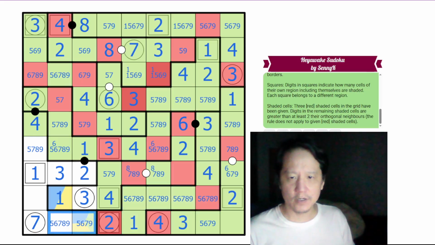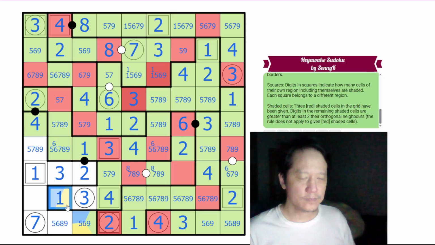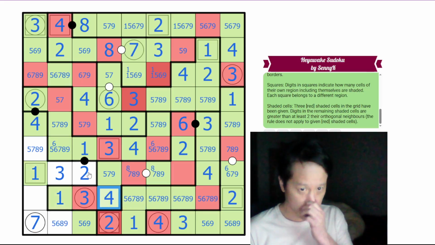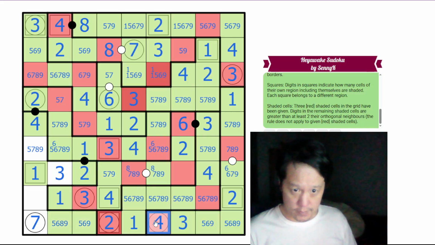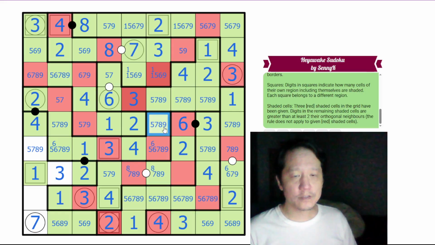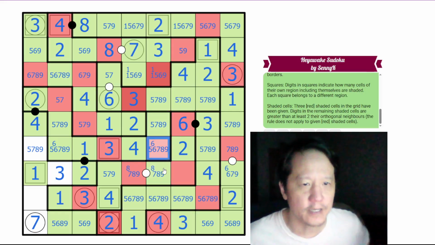No 7 here. No 7 here. This is 5, 6, 8, 9. So this has 1 shaded cell. This can't be shaded because this is a 1. Okay, let's remove the coloring here. This is green. These cannot be shaded. So this must be shaded here, which means this is unshaded. This has to orthogonally connect to the other unshaded cells. Okay, so now we have most of this done-ish.